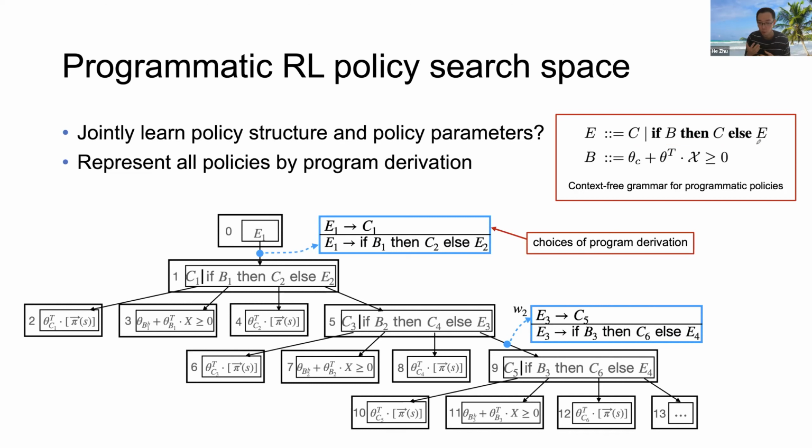So we want to jointly learn both the policy structure and the policy parameters. In order to do so, we represent all policies by their program derivation. Consider the non-terminal symbol E, which is the starting symbol of the grammar. We have a choice of whether we expand E to just a low-level controller C, or to if then else. For the E2 here, we also have a choice of whether we expand it to low-level controller C or if then else. We do the same thing for E3: it can be expanded to low-level controller C or to an if then else.